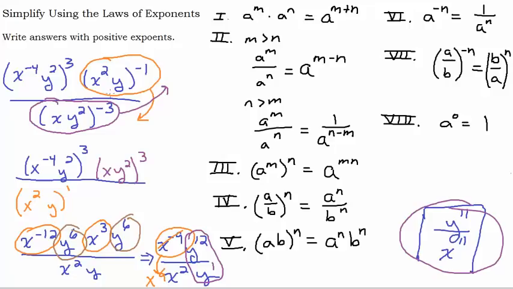This problem probably has 10 different ways to do it and get to the right answer. So again, with these multi-step problems, just take one step at a time and make sure you're applying a specific rule to whatever changes that you're making in your problem.